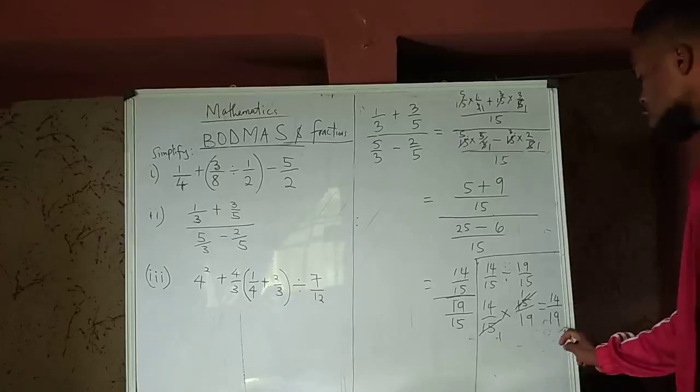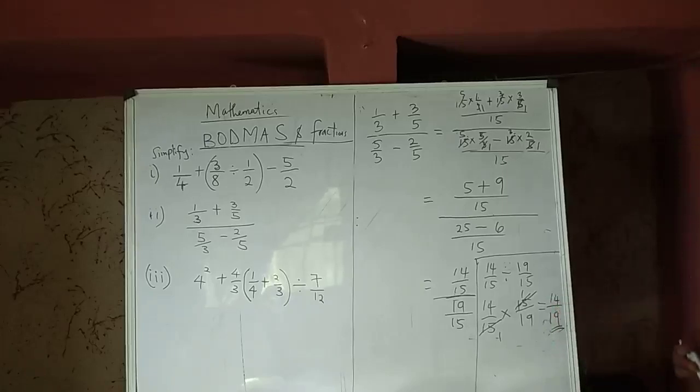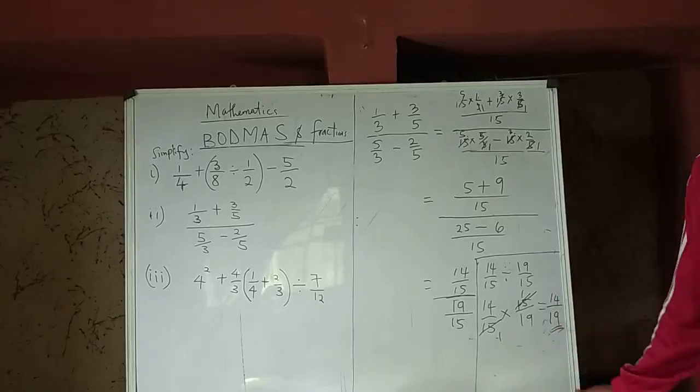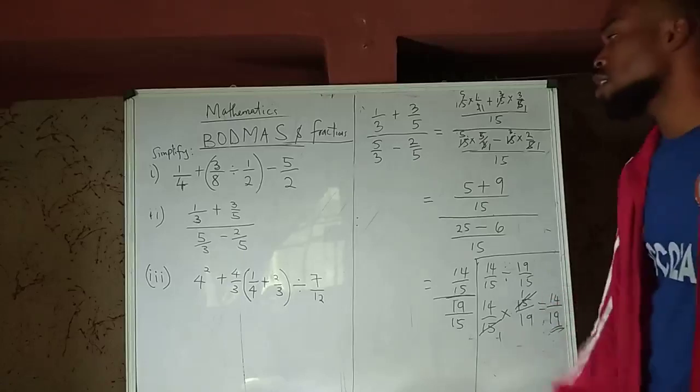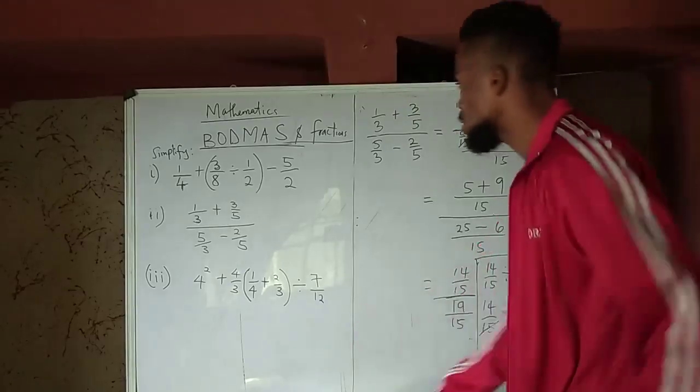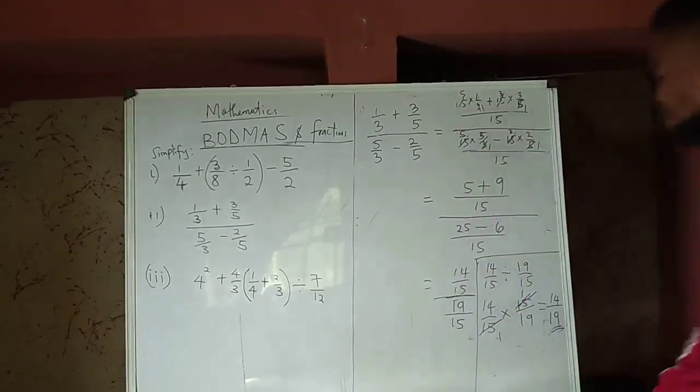Now this is the solution. There's nothing else I can do. I cannot reduce this further. There is no common factor to use and reduce it further. So that's it. That's the solution for this. Alright, I'm taking my time. Okay, so for the last one, but not the least, you can pause the video and then write.